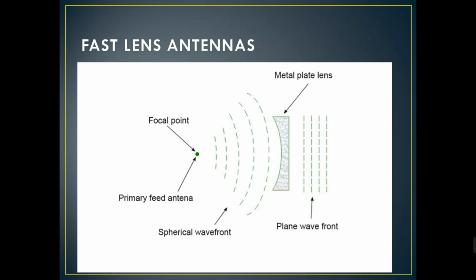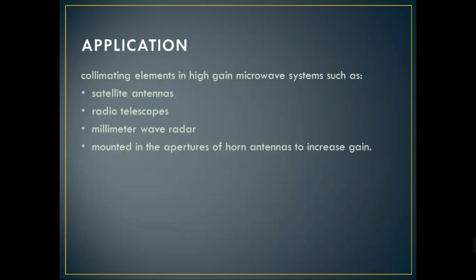Lens antennas have similarities to parabolic antennas and are used in similar applications. They are used as collimating elements in high-gain microwave systems such as satellite antennas, radio telescopes, millimeter wave radar, and are mounted in apertures of horn antennas to increase gain.